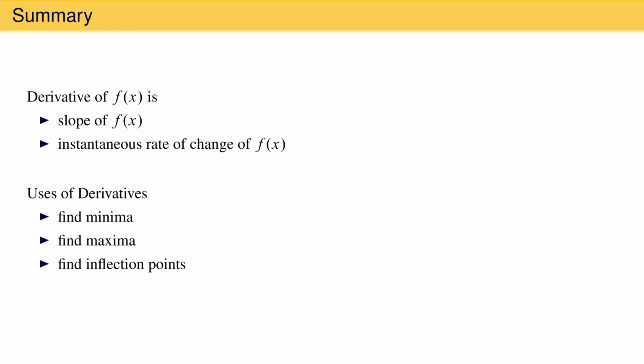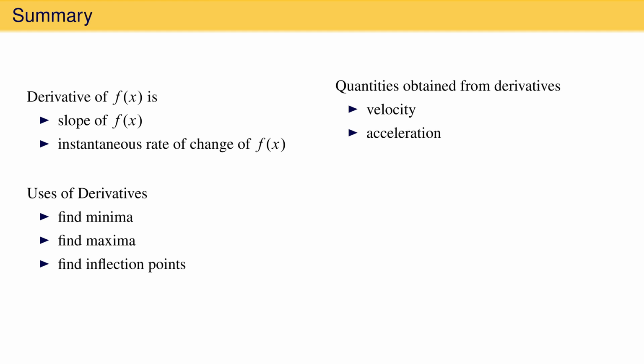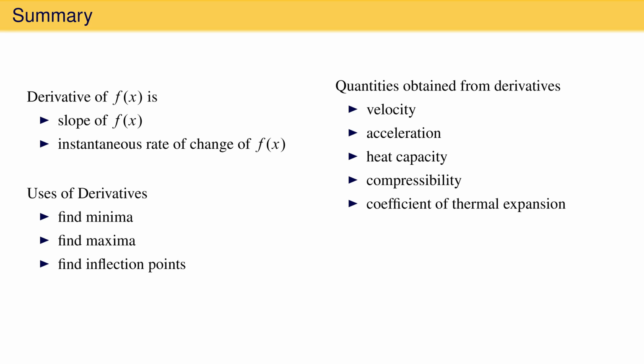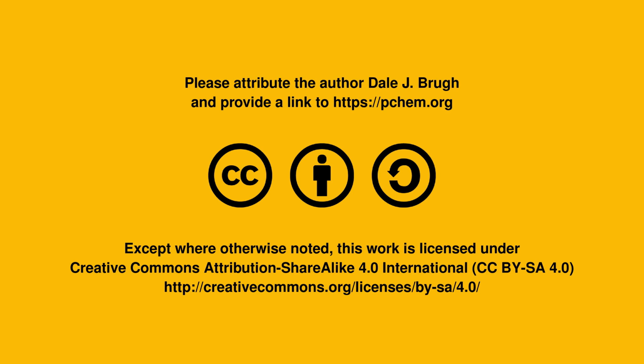Whether you know it or not, you have already dealt with physical quantities obtained from derivatives. Some examples include velocity, which is the derivative of position with respect to time, acceleration, which is the derivative of velocity with respect to time, heat capacity, which is the derivative of enthalpy with respect to temperature, compressibility, which is related to the derivative of the volume of a substance with respect to the pressure acting on it, coefficient of thermal expansion, which is related to the derivative of the volume of a substance with respect to its temperature, and finally, pressure, force, and energy. How these last three quantities are related to derivatives will be revealed in physical chemistry. And that's what a derivative is.